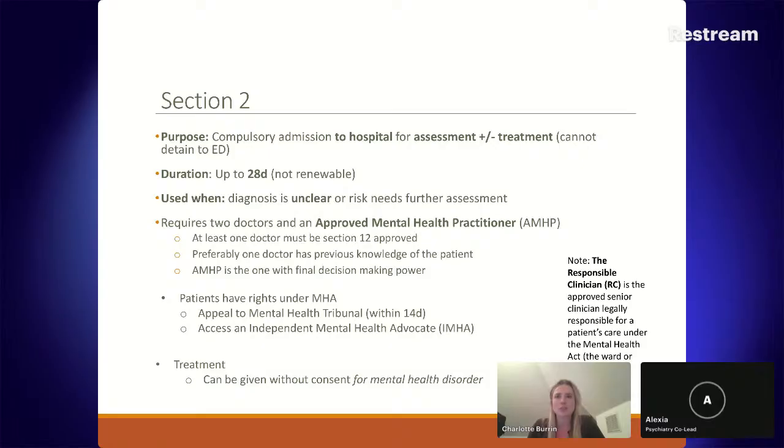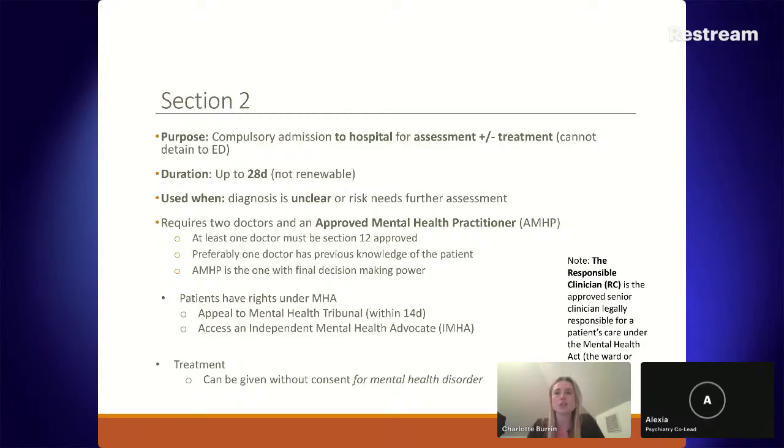What happens is each of the doctors will write a medical recommendation that sets out why they think that the person should be detained under Section 2, and then the AMP is the one with the final decision-making power. So the AMP is the one that ultimately will detain the patient or not. And so you can have a situation where you have 2 independent doctors that will both agree and write medical recommendations to say that the person needs to be detained, and the AMP disagrees and feels that that's not necessary.